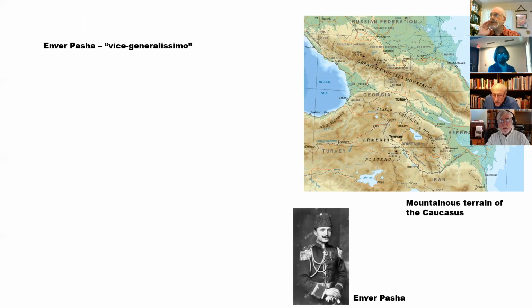Getting to Gallipoli, we have Enver Pasha, who calls himself the Vice Generalissimo. He is audacious, he is cunning, and he's incompetent. So, for example, he says in the middle of the winter, we're going to take this Turkish army from here, march over these mountains, and take over parts of Russia.